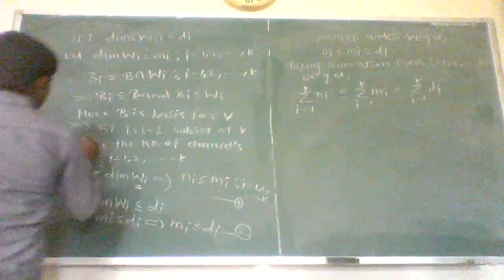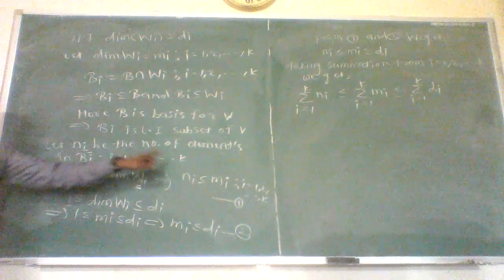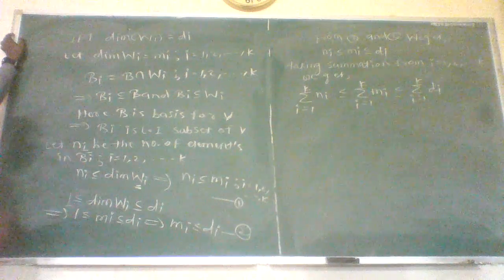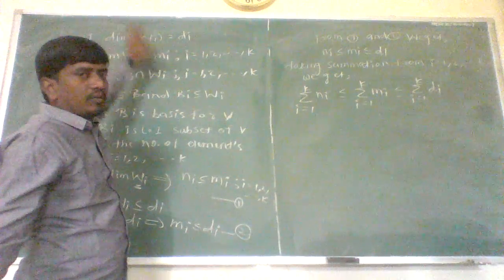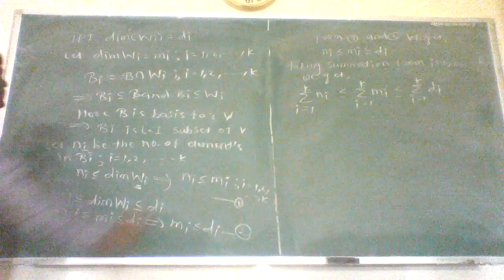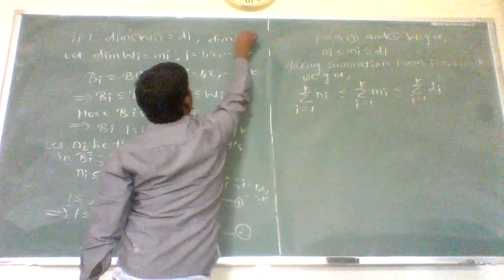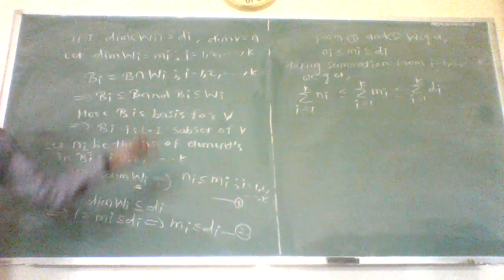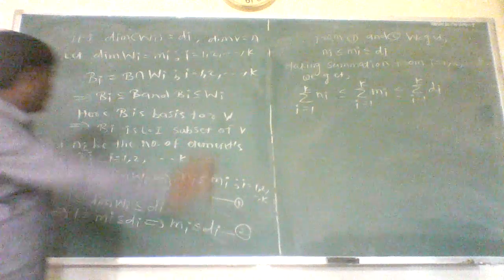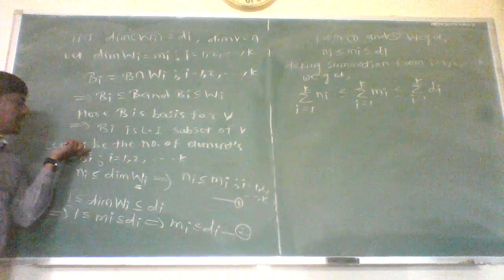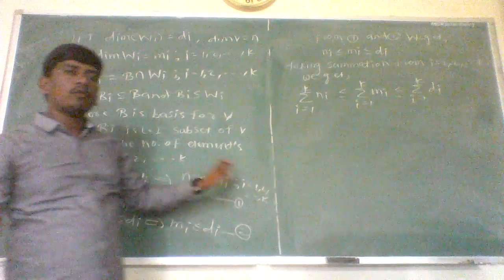Here ni is nothing but the number of elements in the basis Bi, where i is running from 1 to k. Given that V is a finite dimensional vector space, suppose the dimension of V is n. Then each ni is nothing but the number of elements in each basis Bi, for each i running from 1 to k.